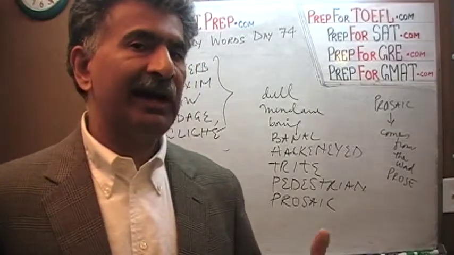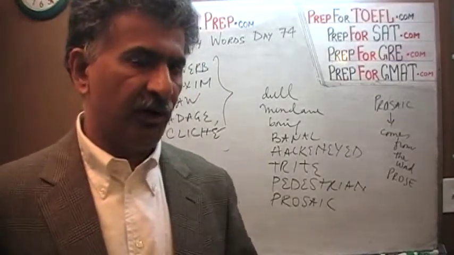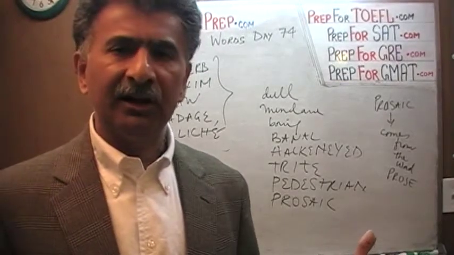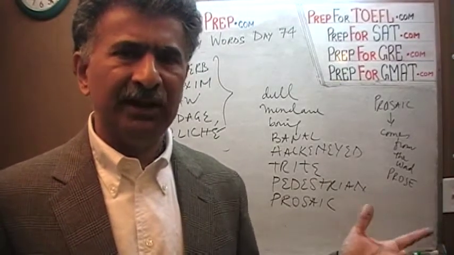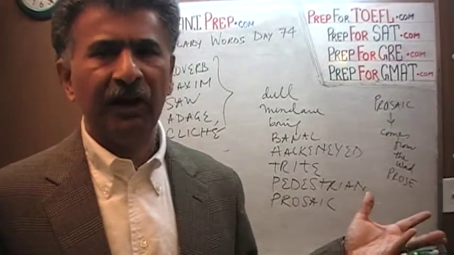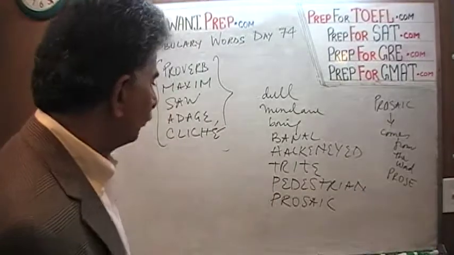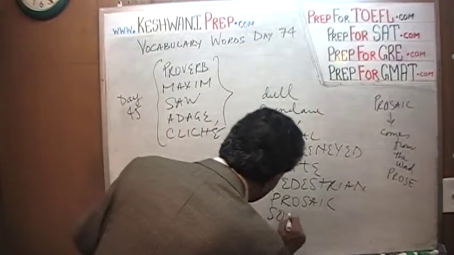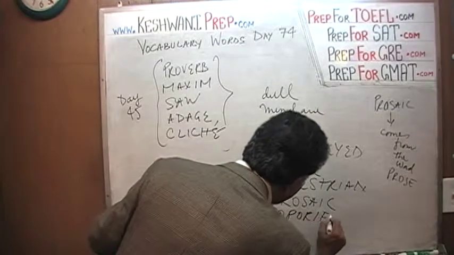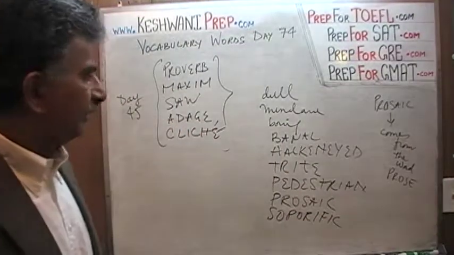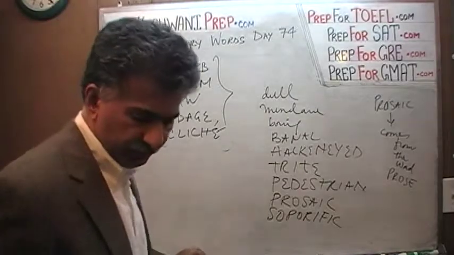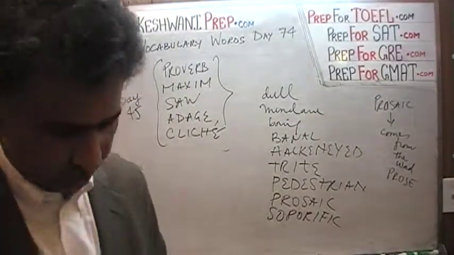Prosaic means it's written in a prose form. And because it's written in a prose form, it's dull. It doesn't have life. It's mundane, it's ordinary, it's just uninteresting. Do you understand? It's soporific. All of these words, as we said, we learned before. So therefore, we're not going to go over them again because otherwise we'll never get anywhere.